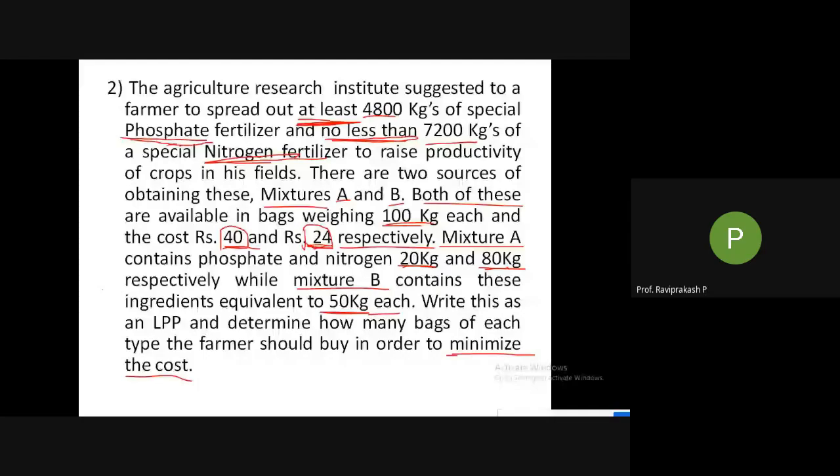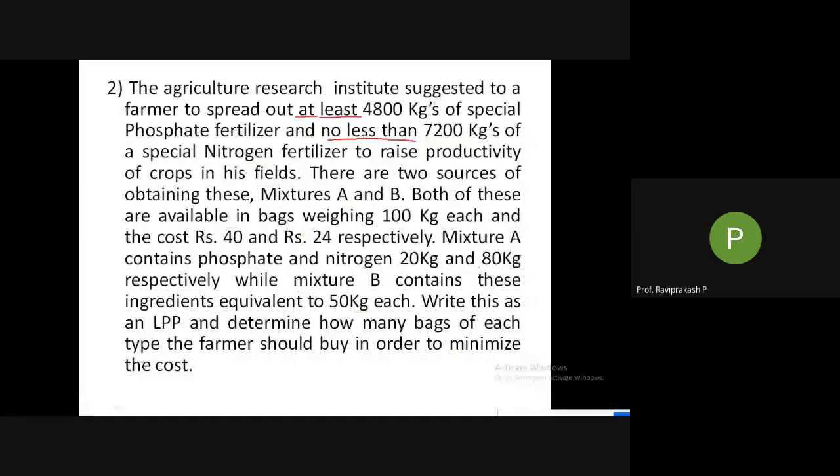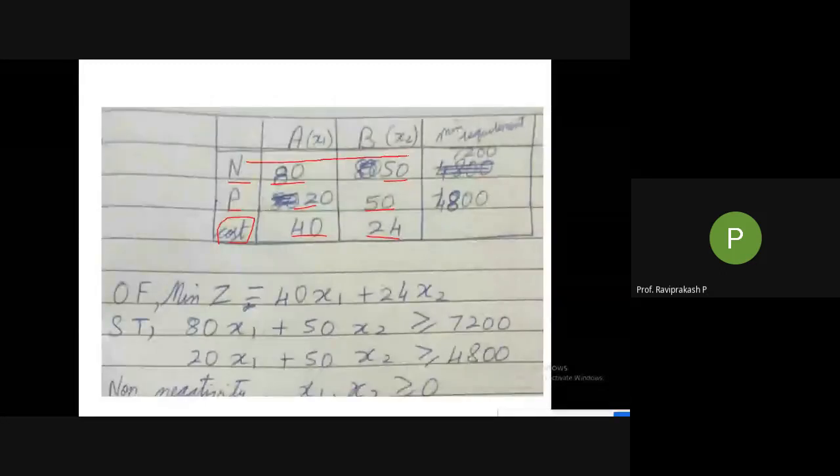Then this is the minimum requirement, and I'll mark those. That's why I marked not less than, at least, no less than, which means the same. I have to put a minimum of 4,800 kgs of phosphate and a minimum of 7,200 kgs of nitrogen. So for nitrogen it is 7,200 kgs, and that is the minimum requirement. And for phosphate, the minimum requirement is 4,800. So this is the information in tabular form, whatever they have given.